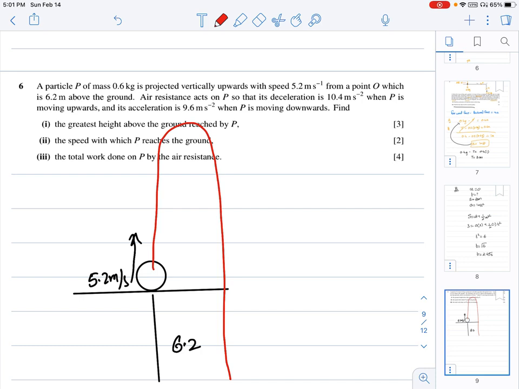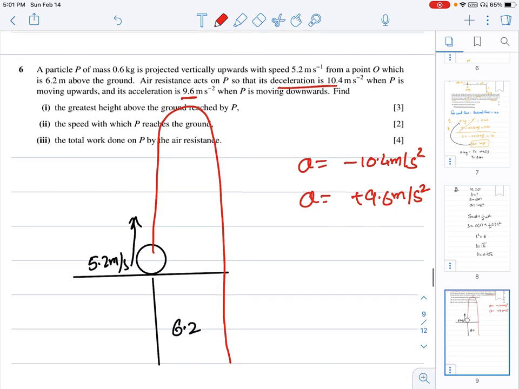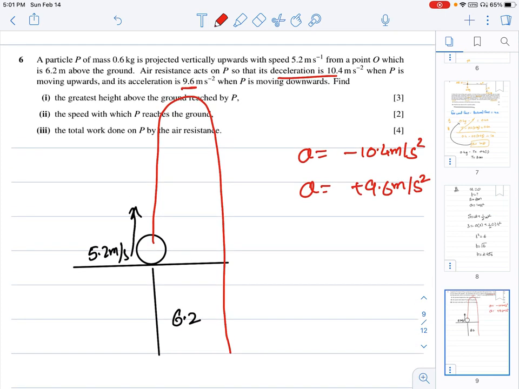Because of air resistance, acceleration while going up is minus 10.4 meters per second square, and acceleration is plus 9.6 when it is moving down. Find the greatest height. So let us consider the greatest height. The green color part is the greatest height, h.